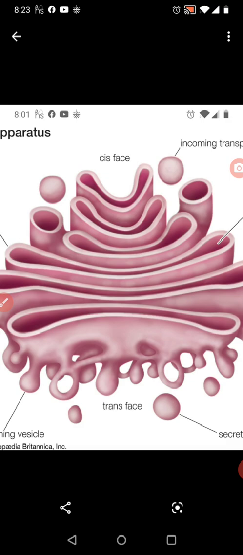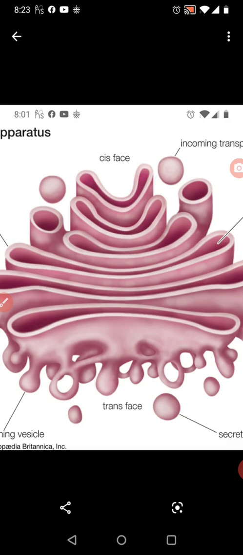Children, in the animal cell also, if we see this Golgi apparatus, it is present in the animal cell as well as in the plant cell. But in the animal cell, it is present near the nucleus in the form of a network, while in the plant cell, it is in the form of freely distributed units, in the form of subunits, right, children?